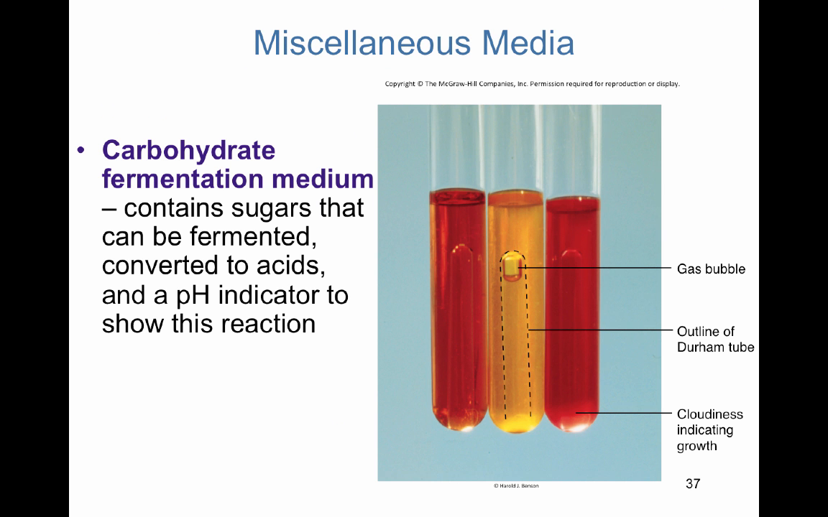And then there are all types of enriched media or miscellaneous media. For example, fermentation tubes have media that contains sugar that can be fermented, and there's a little Durham tube measurement system in here that will tell you whether or not the sugar has been fermented and has produced a specific acid. Also, there's a pH indicator in here to show a positive reaction, and you can also see the gas bubble from carbon dioxide being produced.